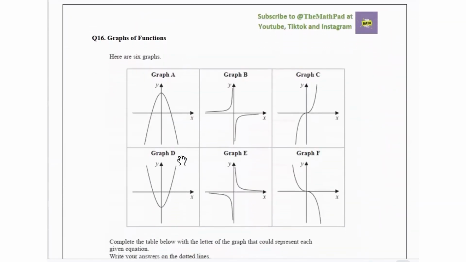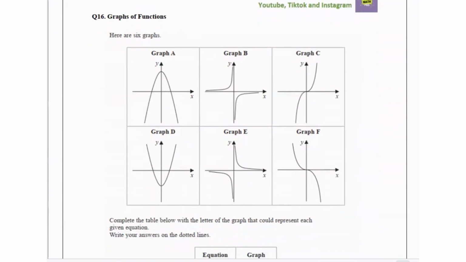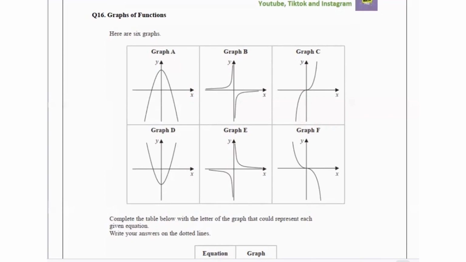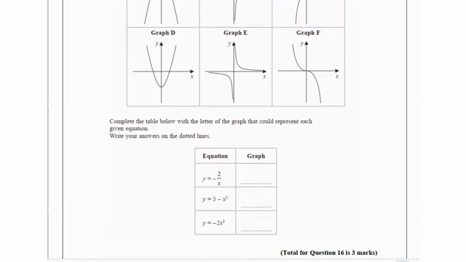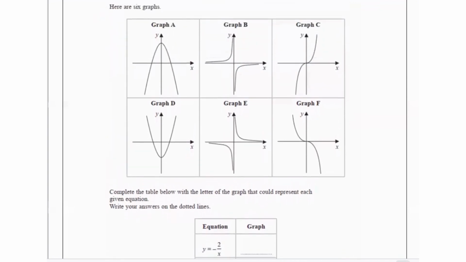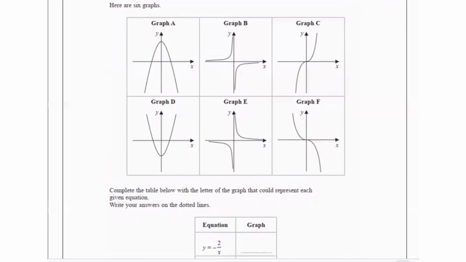Graphs of function. Very easy question. Most students want to skip this, but in my opinion, it's one of those questions which can help you save your grade. So it says that complete the table below with the letter of the graph that could represent each given equation. Write your answers on the dotted lines. So we have 3 equations. They have given you 7 graphs, and they need you to pick which one matches the given equation.